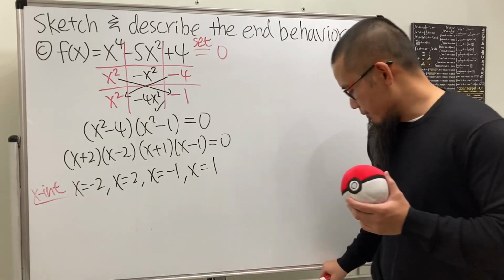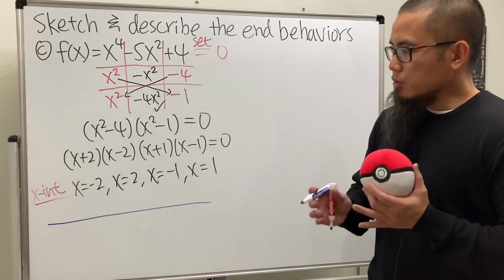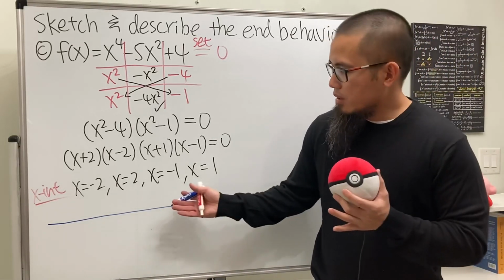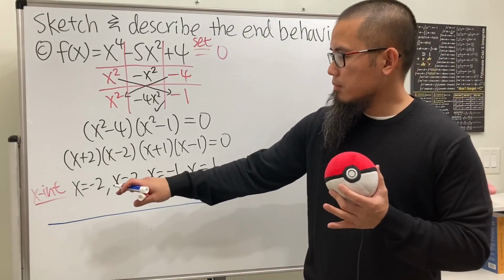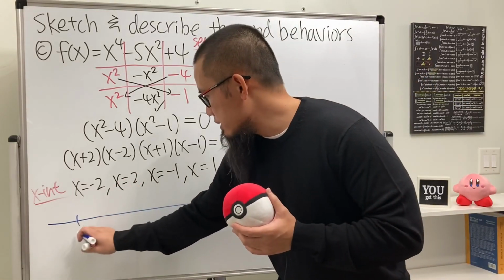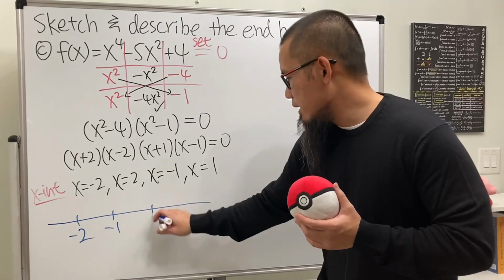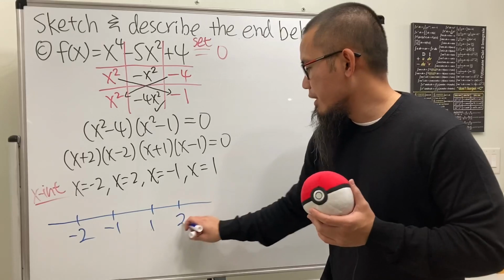And here we go. Number line, right? So let's go ahead and draw a number line. And make sure you label the x-intercepts from the smallest to the biggest. So negative 2 will go first. And the next will be negative 1. And the next will be 1. And then lastly, we have the 2.